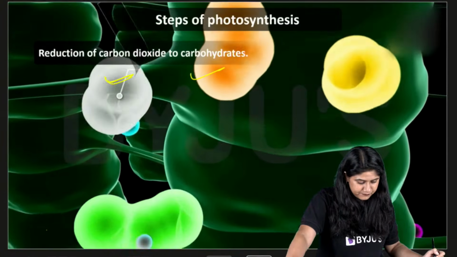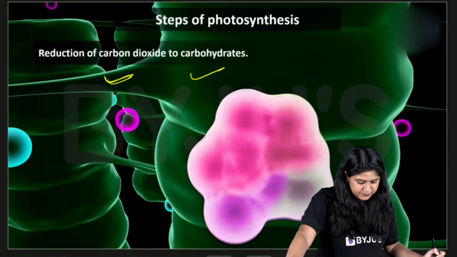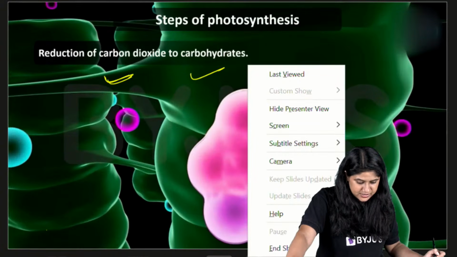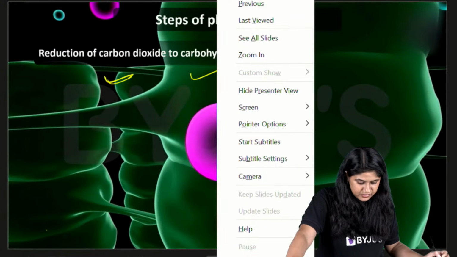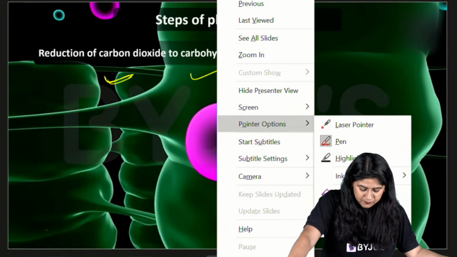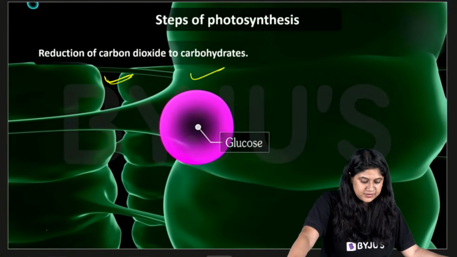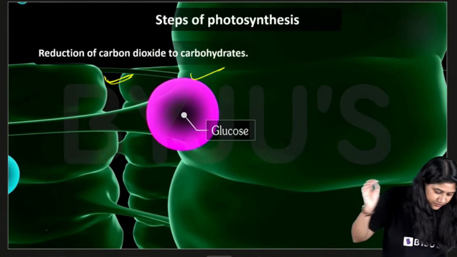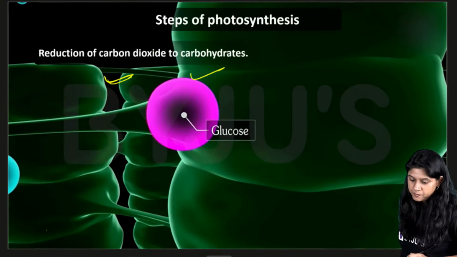The ATP is then used to capture or fix carbon dioxide molecules to make glucose. Everyone, are we clear? The glucose.